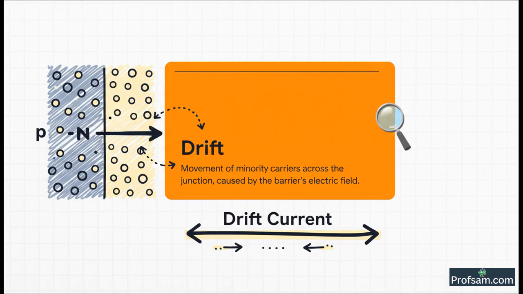Now, you have to remember, even though the p side has mostly holes, it still has a few free electrons, right? We call them minority carriers, and the n side has a few minority holes. Now, for these minority guys, that electric field at the barrier is not a barrier at all. It's actually a helping hand. It's like a slide that quickly sweeps them across the junction in the opposite direction. And this movement of minority carriers creates our second current, the drift current.